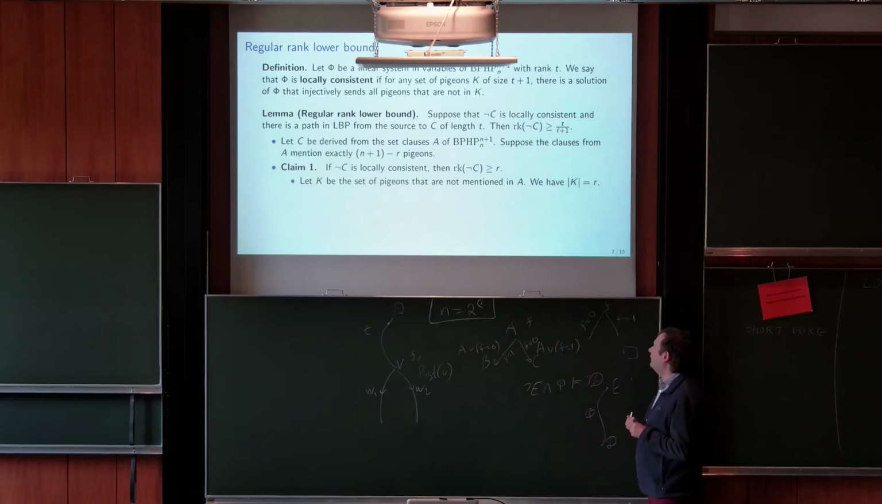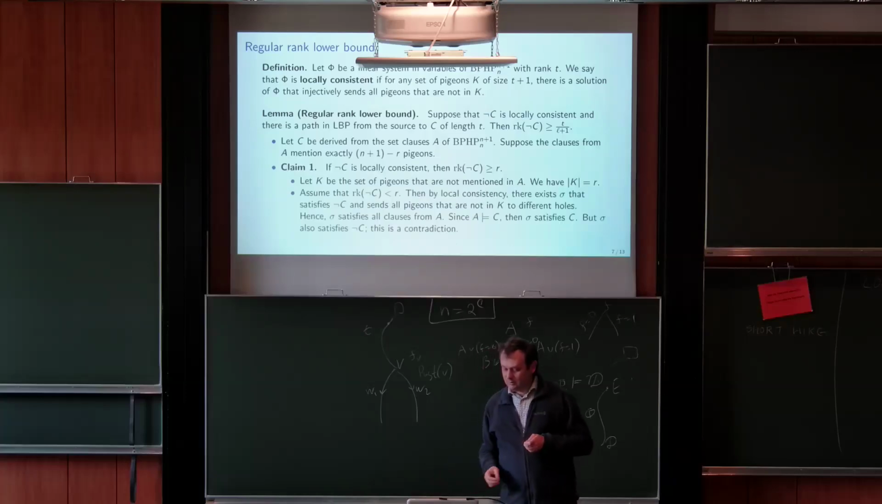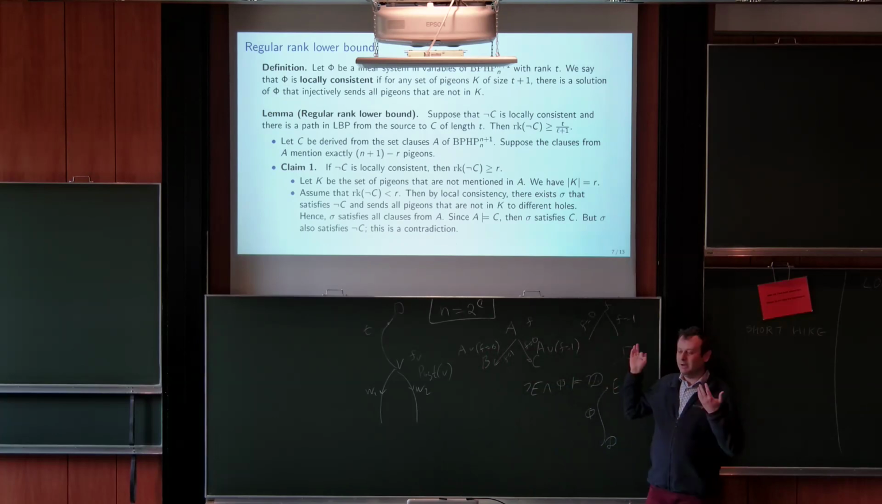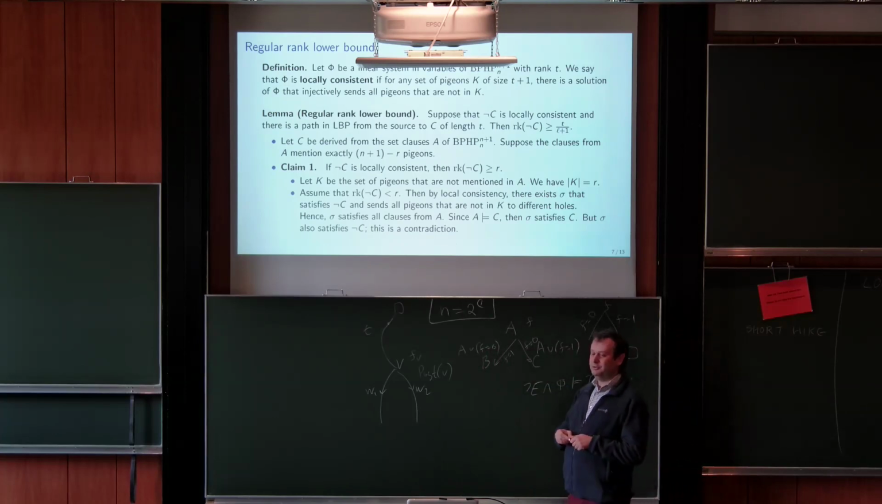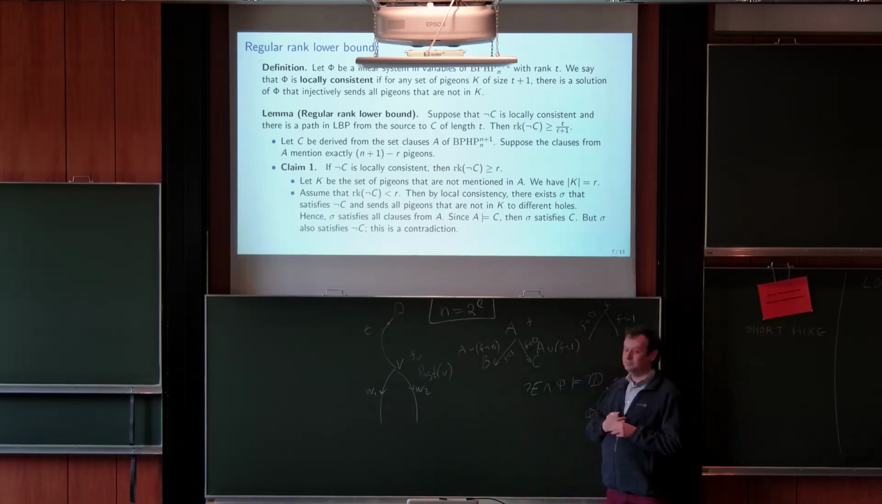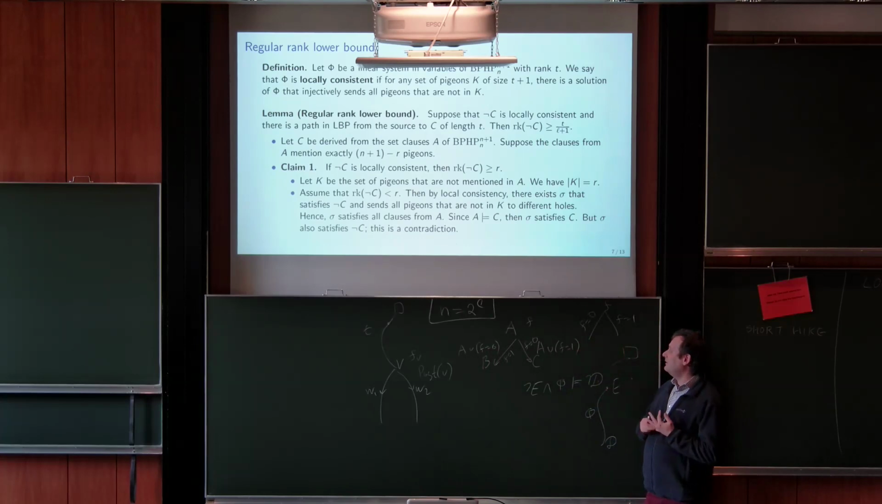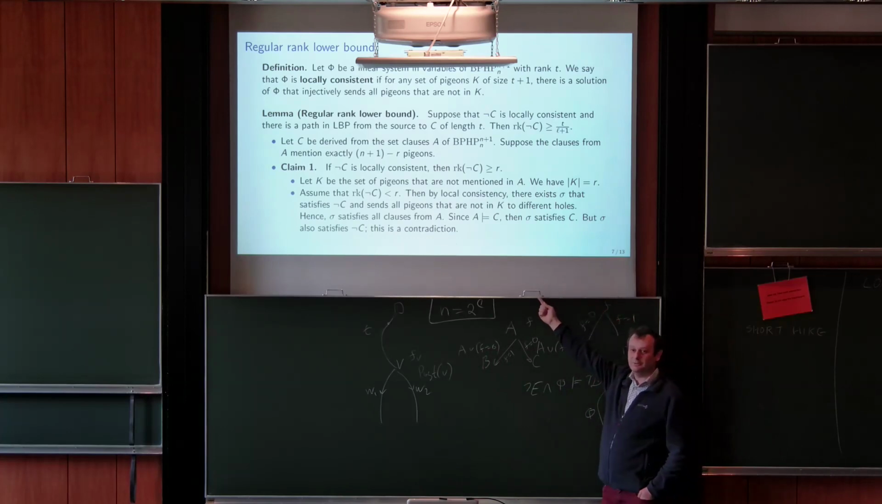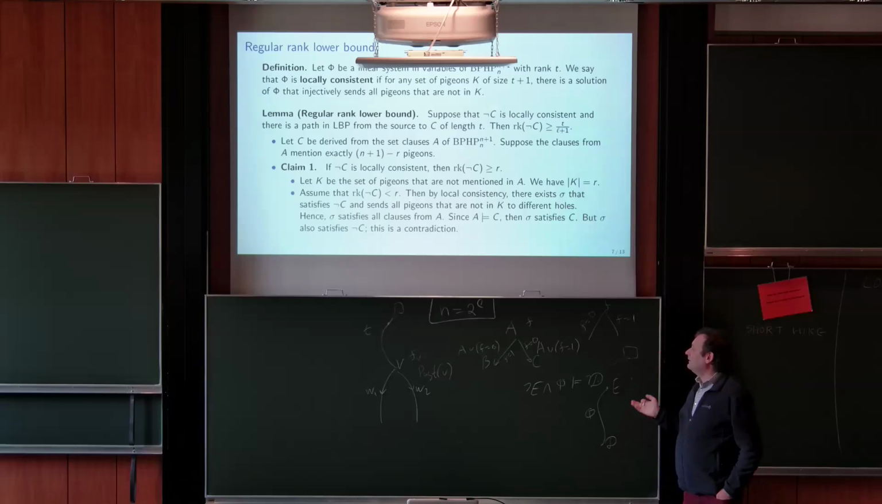Size of K is R. By assumption that the rank of the negation of C is less than R, then by local consistency there exists a solution of not C that sends all pigeons that are not in K to different holes. Hence, sigma satisfies all clauses from A because they do not mention pigeons in K. Hence, since C is derived from the set of clauses A, sigma should satisfy also C. But sigma is a solution of the negation of C. This is a contradiction.